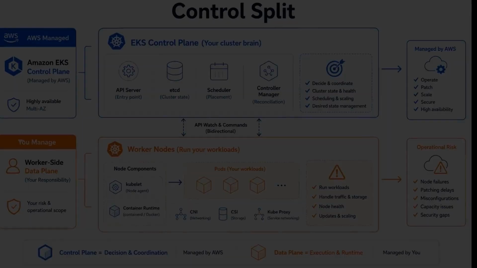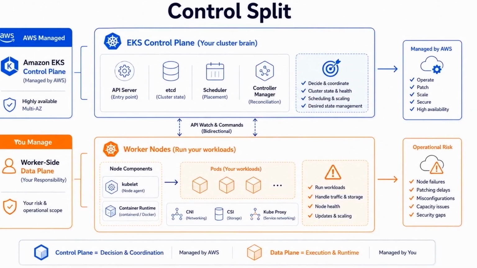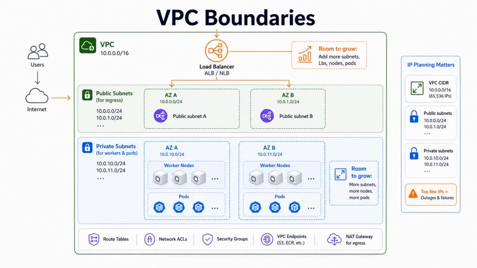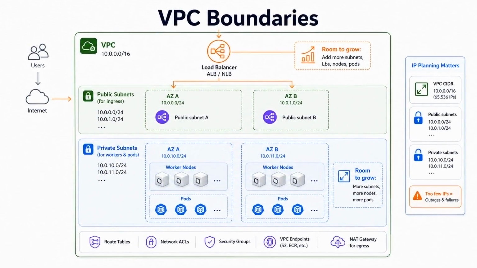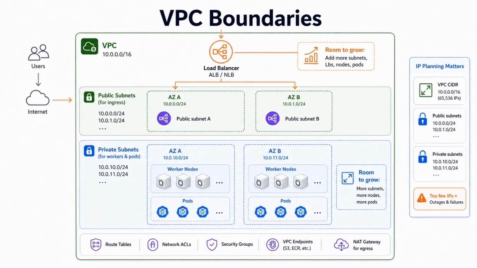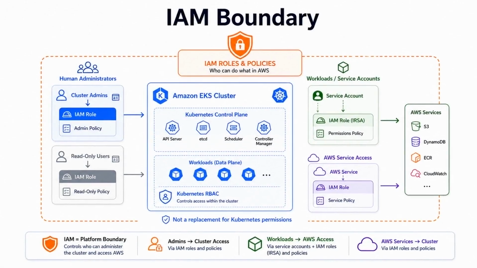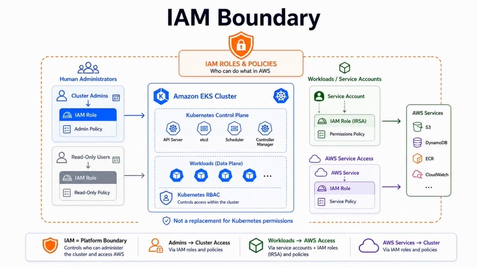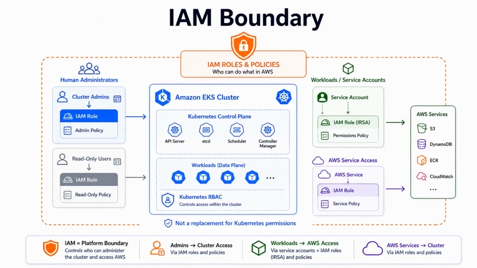production mental model. The EKS control plane schedules and coordinates the cluster, while the worker side carries the actual application runtime and day 2 operational risk. A real EKS platform starts with a VPC, clear subnet boundaries, and enough IP room for nodes, pods, load balancers, and growth. IAM does not replace Kubernetes permissions, but it does control who can administer the cluster and what workloads can call into AWS services.